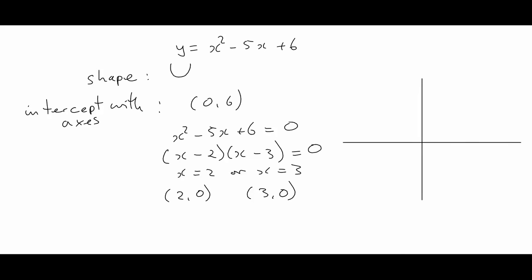So to sketch this curve, we know that it crosses the y-axis at 6, the x-axis at 2 and 3, and it has a U shape. Now that means that the curve will go below the x-axis and look like this. It will cross at 6, it will cross at 2 and 3.